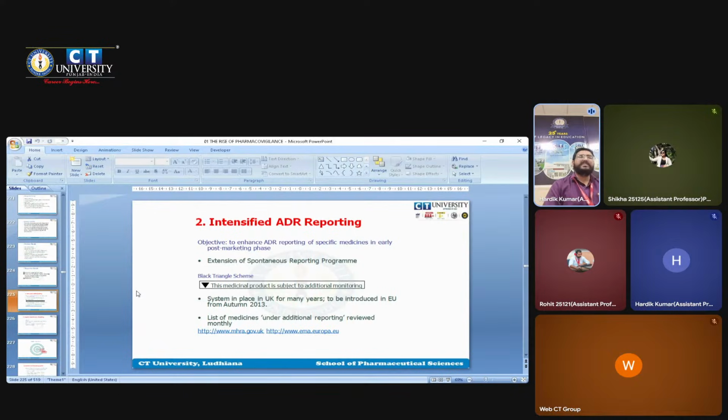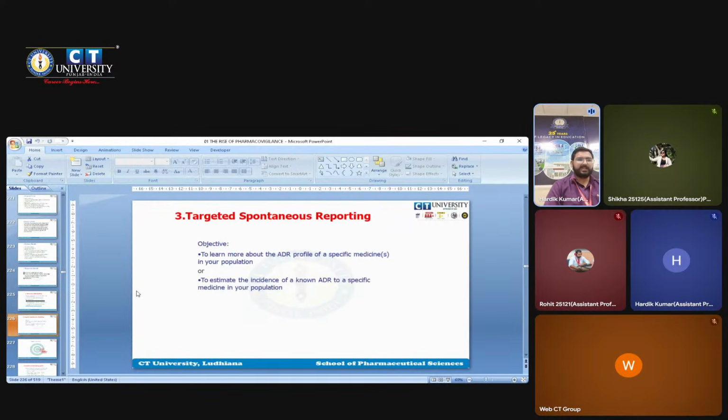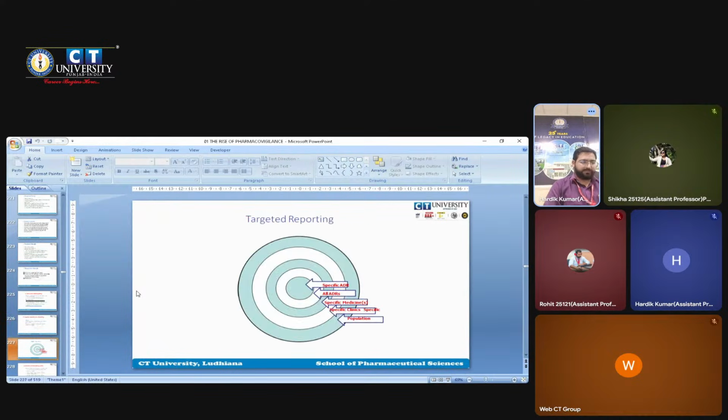Then there is intensified ADR reporting, done to enhance ADR reporting of a specific medicine in early post-marketing surveillance. Targeted spontaneous reporting is used to learn more about the ADR profile of a specific medicine in a population, and to estimate the incidence of a known ADR of a specific medicine in the population.